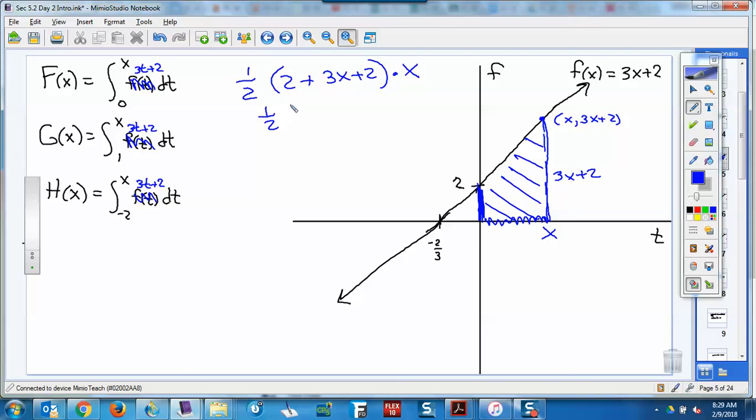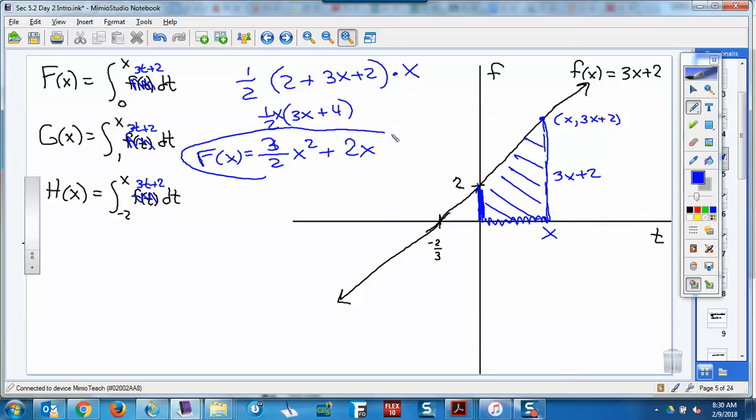So we got 1/2, 3x plus 4, actually 1/2 x. Let's bring that x around with 1/2. So let's distribute. We got 3/2 x squared plus 2x is big F. Okay, any surprise there? No surprise, right? Because little f was 3x plus 2.